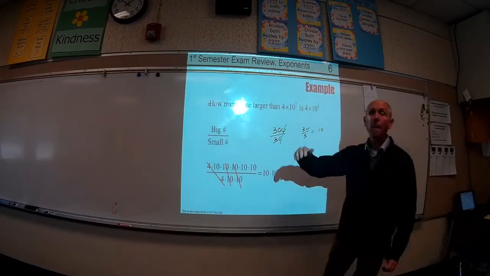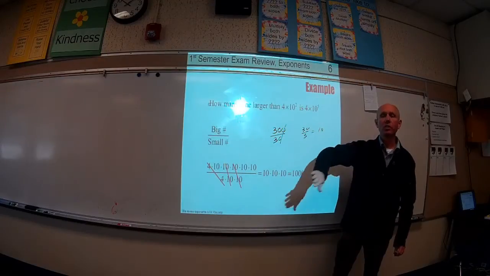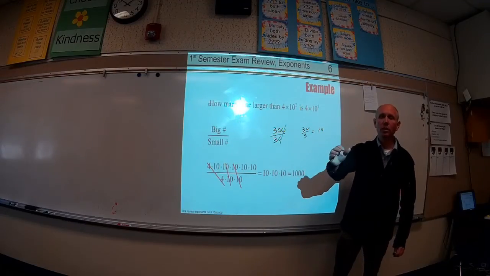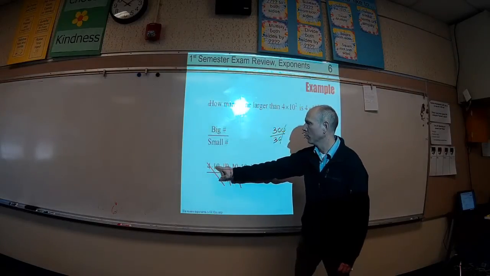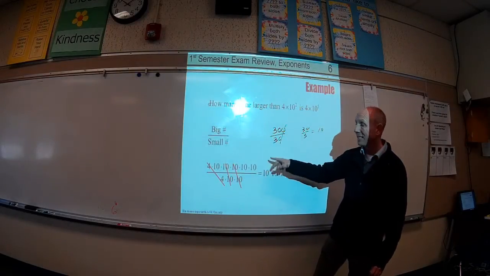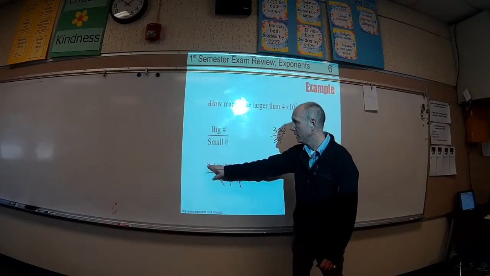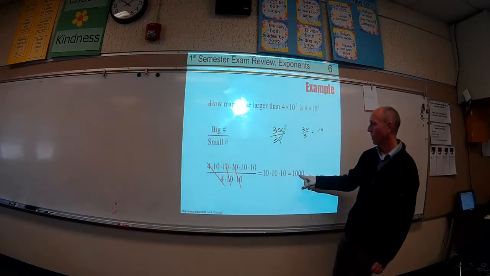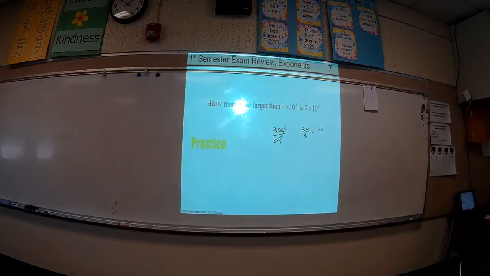This is another big over small. Guys, I shouldn't see writing. You should be focused up here, even if you think you know what you're doing. I take the big number and I expand it out, 4 times 10 times 10. Take the small number and expand it out. Canceling 10s, canceling the 4s. What am I left with? I'm left with 1,000. Give it a shot.